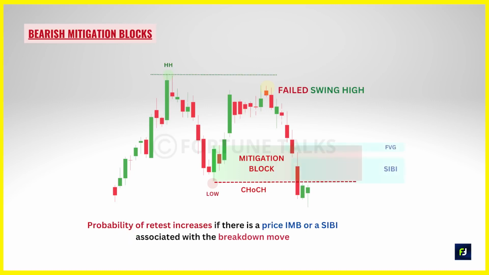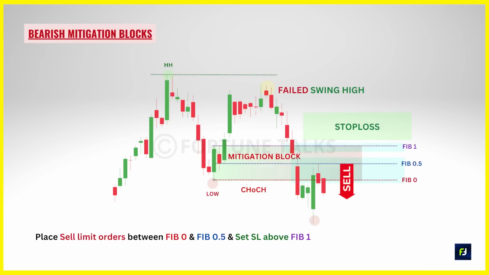If there is a price imbalance or a CB associated with the breakdown move, then the probability of price returning back to our mitigation block increases because the price will try to fill the inefficiency. For trade entries, use fib 0 and fib 0.5 levels to place sell limit orders. You can set the stop loss above the mitigation block or even above the fib 1 level.